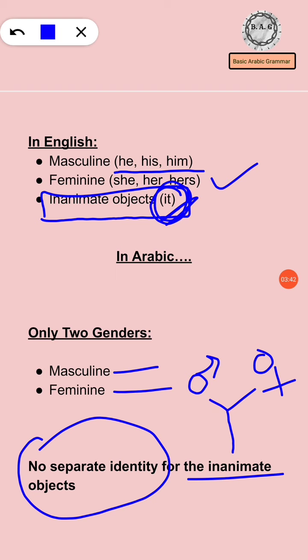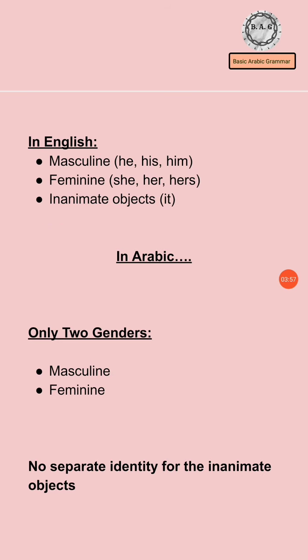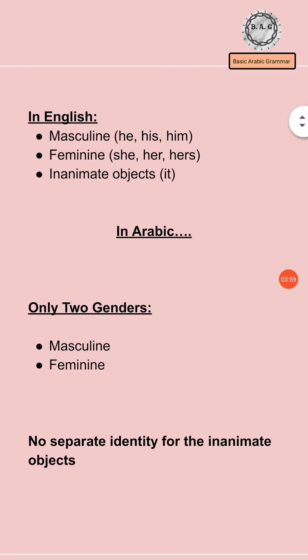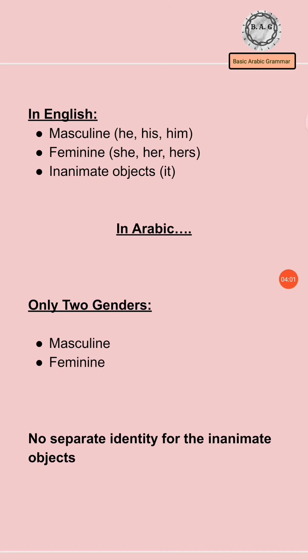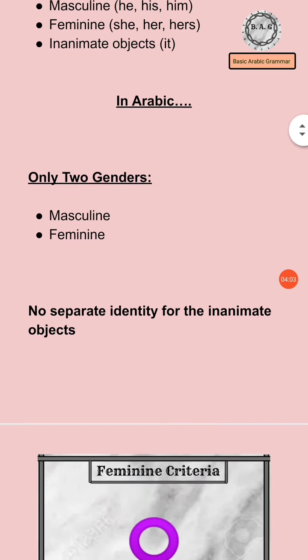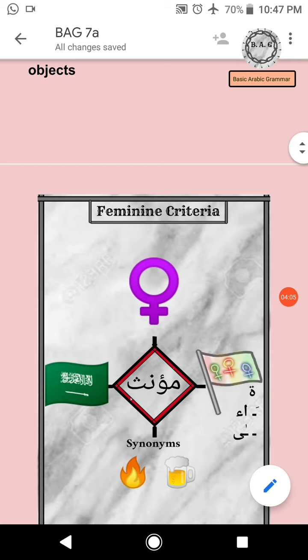So that's the main rationale behind knowing these two genders, and about the content of this lesson. In Arabic, all things may either be masculine or feminine. No other identity exists in Arabic.